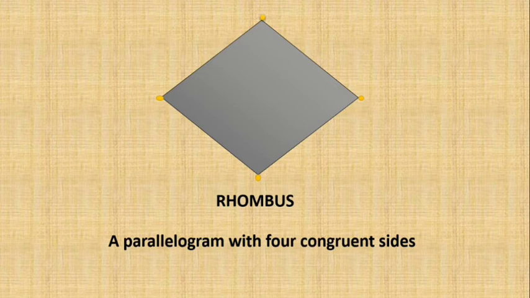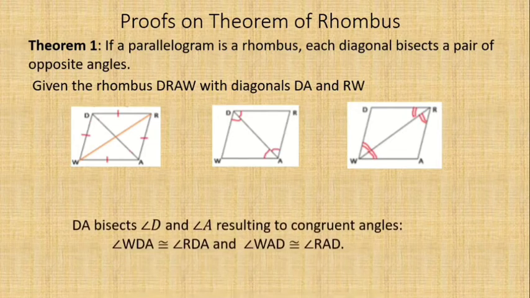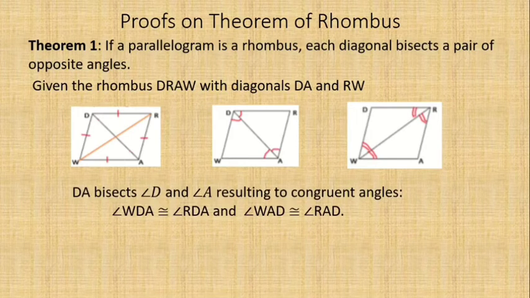We are going to discuss the proofs on theorems of rhombus. Let's have theorem number 1. If a parallelogram is a rhombus, its diagonals bisect a pair of opposite angles. Given the rhombus DRAW with diagonals line segment DA and line segment RW. Line segment DA bisects angle D and angle A, resulting in congruent angles.